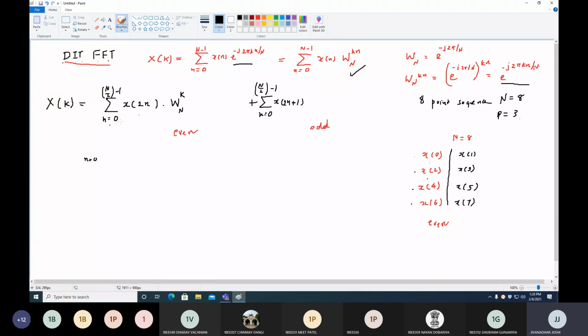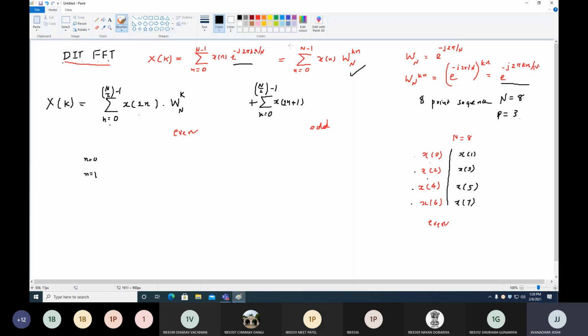Similarly, when I put n equal to 1 here, and if I want to cross check with the original equation, what should I consider as n?